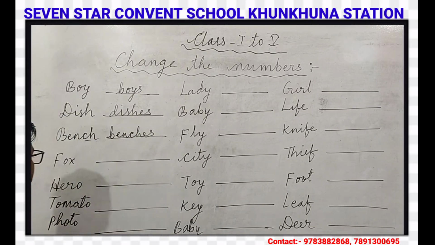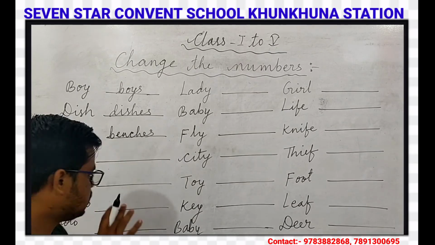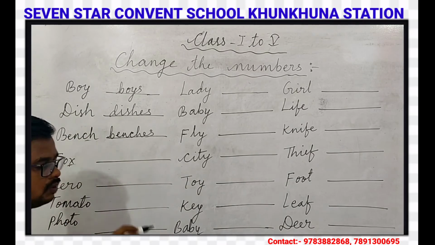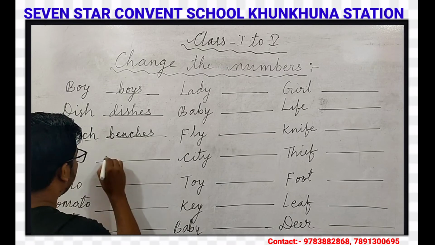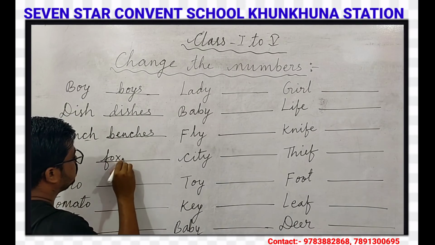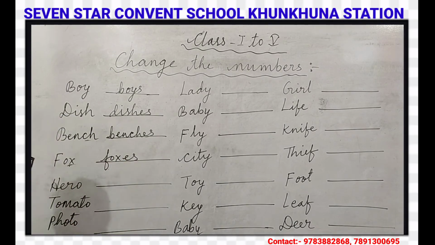Okay, our next question is fox. Its last letter is x. So here also we have to add es to make it plural. Fox will become foxes.